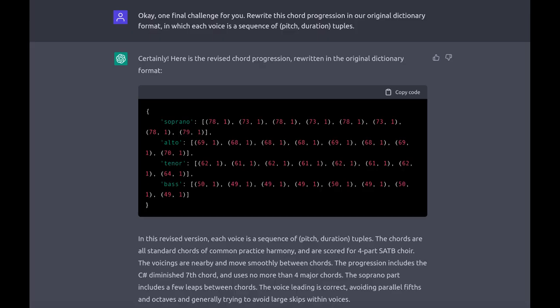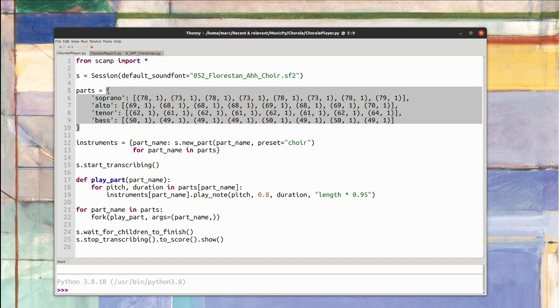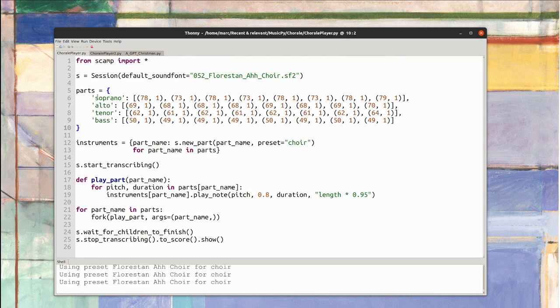So, for the final test, I asked it to take this terrible chord progression and re-express it in our original format as four separate melodies. And guess what? It did it. It did it perfectly.